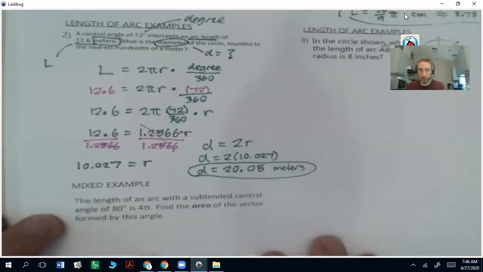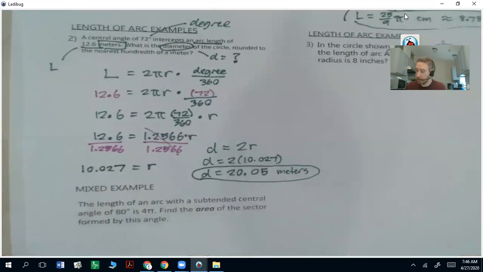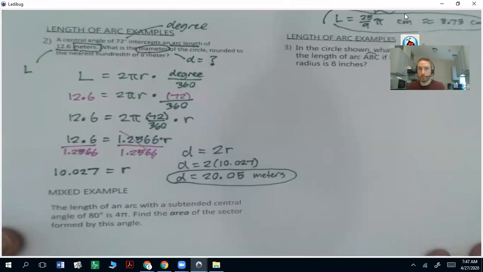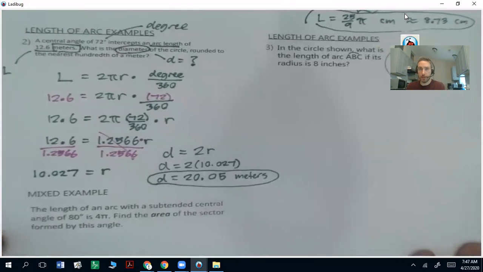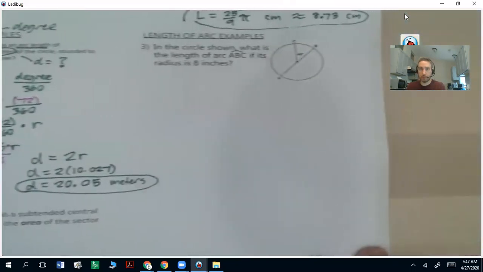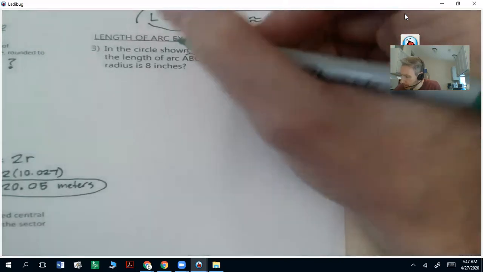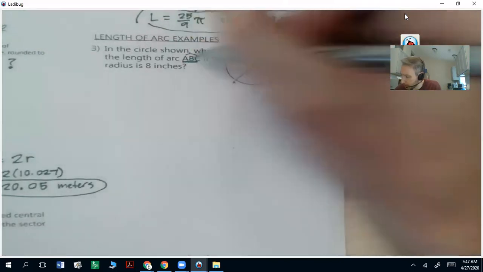So here is the work for that, if you want to go back and take a look. All right, example 3. In the circle shown, what is the length of arc ABC if its radius is 8 inches? This one's a little tricky, isn't it? So let's look at what it's asking for. It wants to know the length of arc ABC.